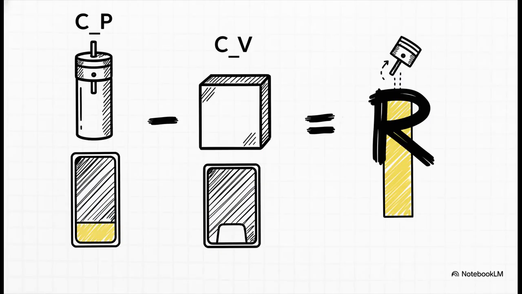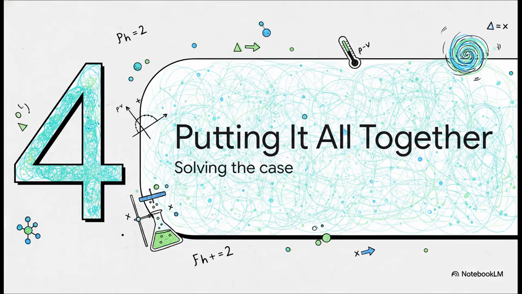And here is the absolute key, the whole point of this. That difference between CP and CV, that extra tax you have to pay for the expansion work, well, that value has a name. It is R, the universal gas constant. R is literally the expansion tax. Okay, we have all the pieces now. We've got our formula, W equals nR delta T, and we know exactly how to find R. It is time to put this all together and crack this case.